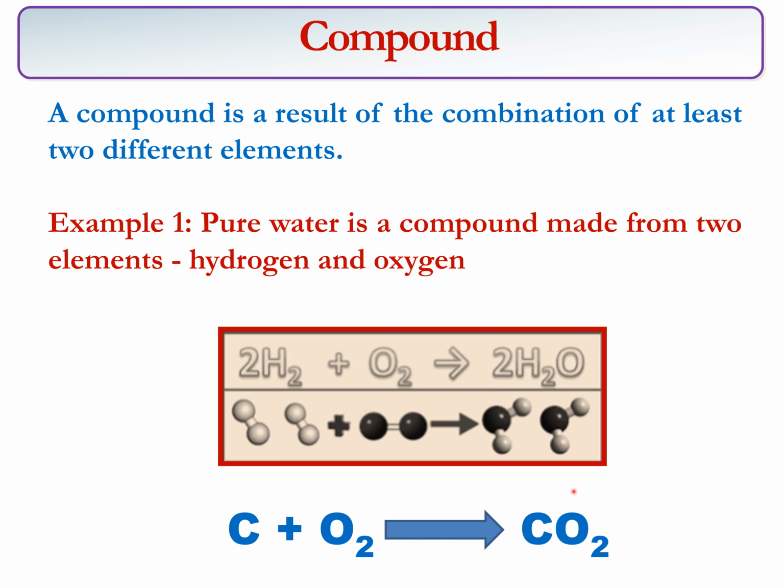Another example of a compound is carbon dioxide. Carbon dioxide is a compound made from carbon and oxygen. Again, carbon is different from oxygen, so they can combine to form a compound known as carbon dioxide. So for a compound to form, there must be at least two different elements.